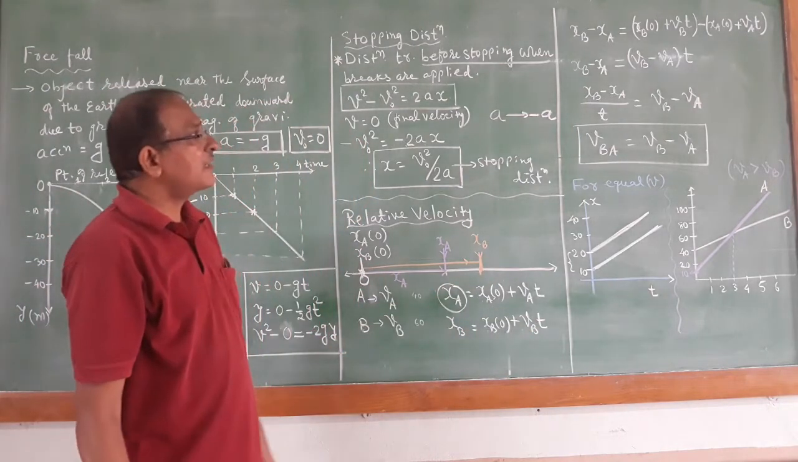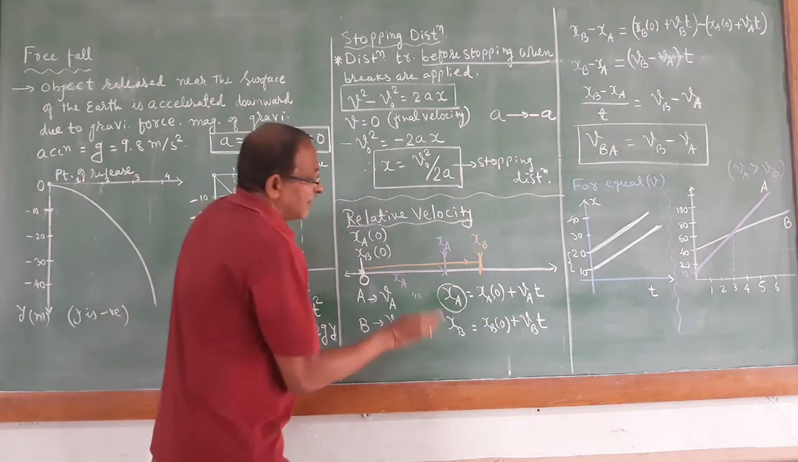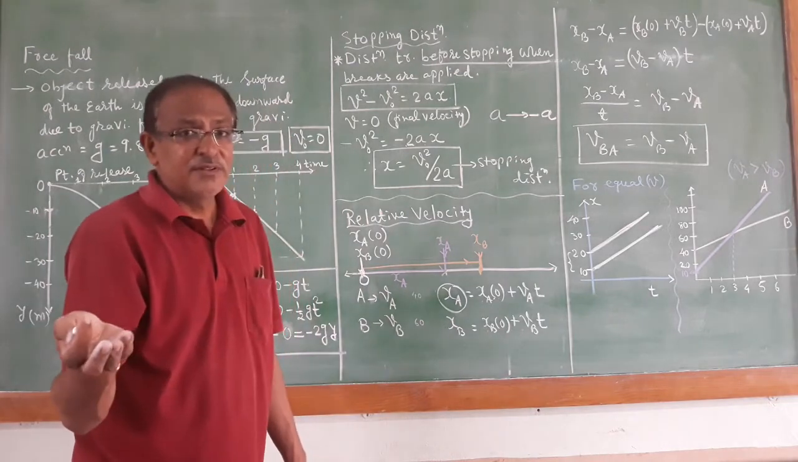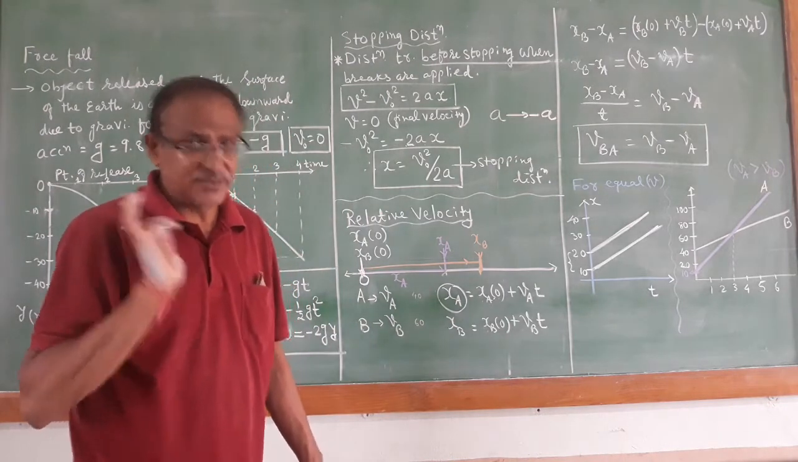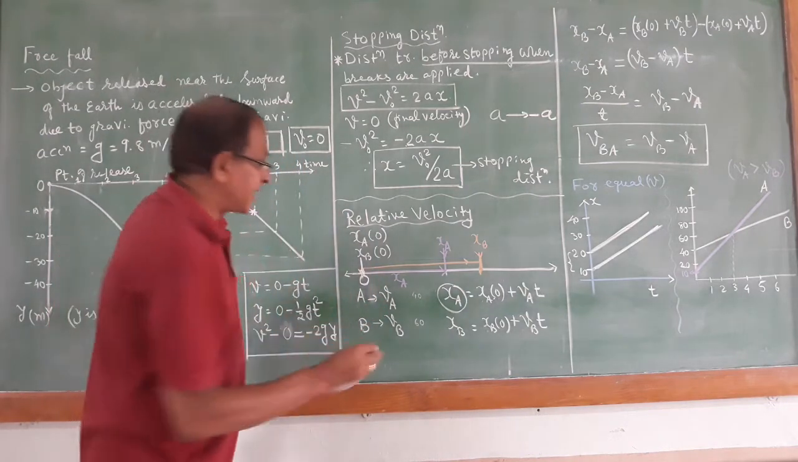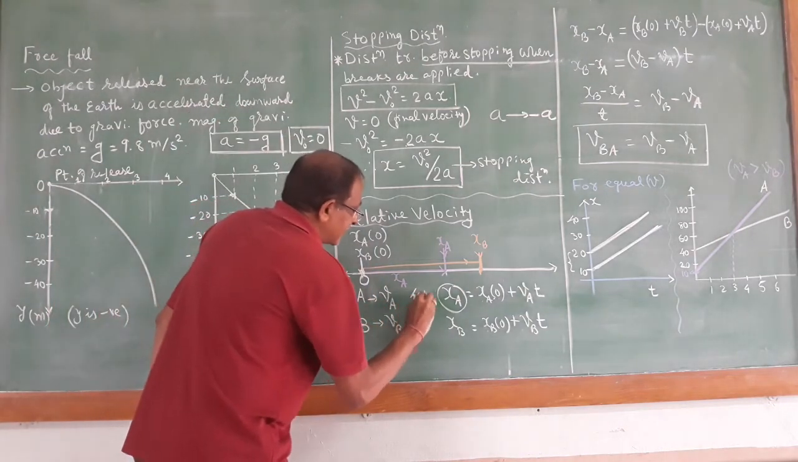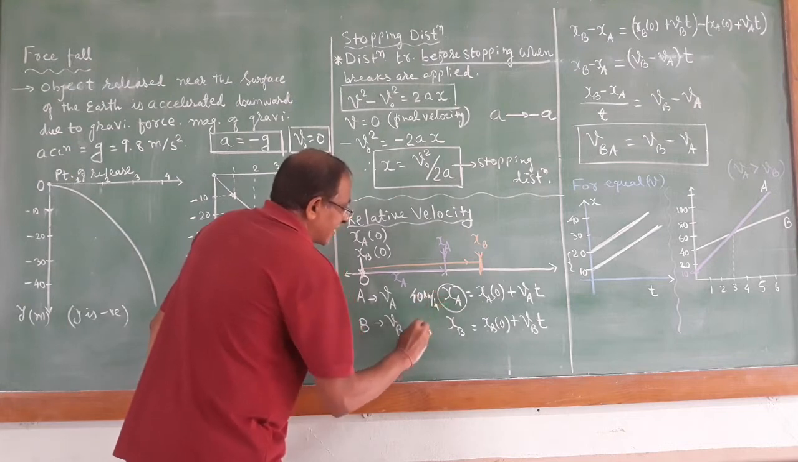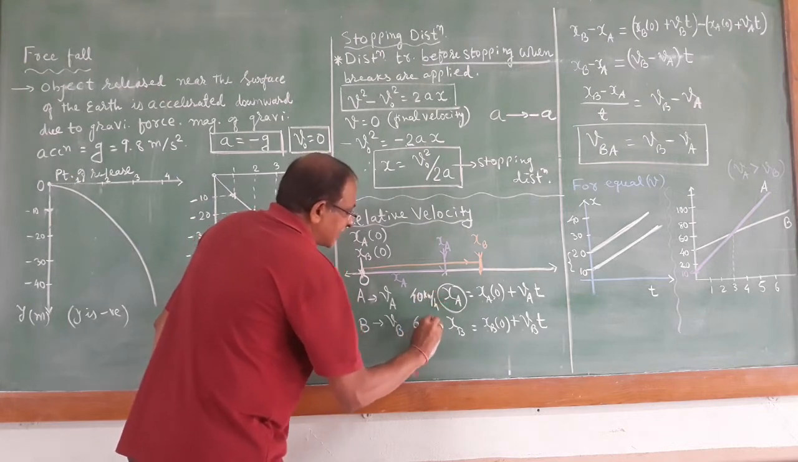Now, if I take one example, then you can understand it very easily. See, A is moving with 40 km per hour, and B is moving with 60 km per hour.